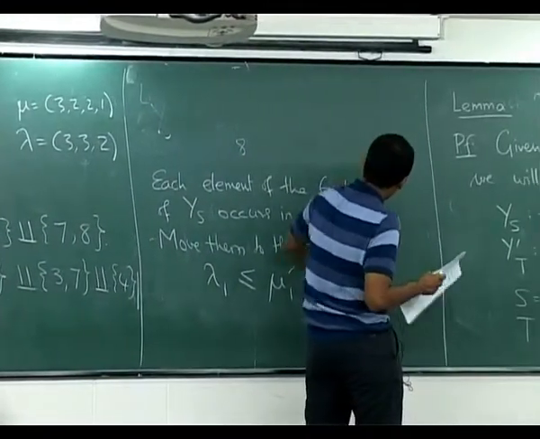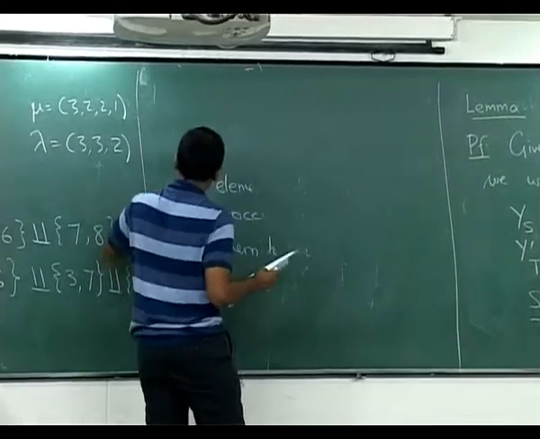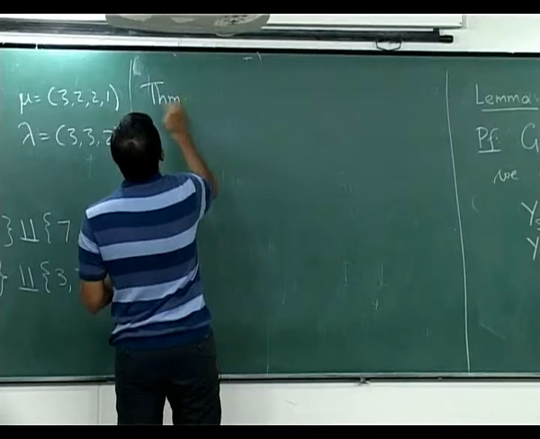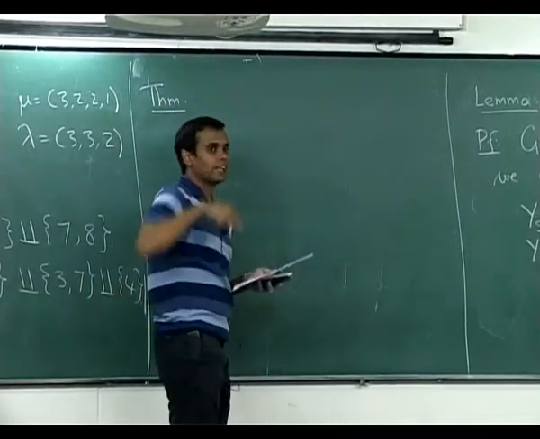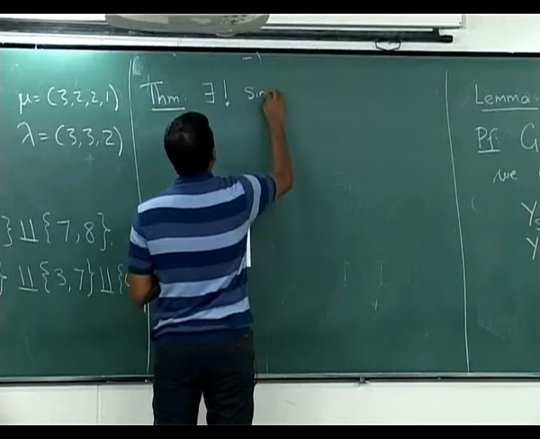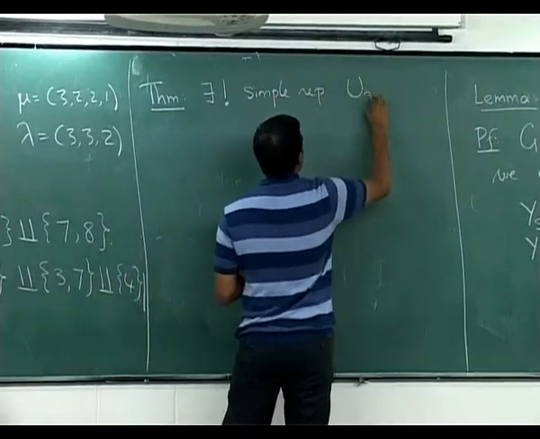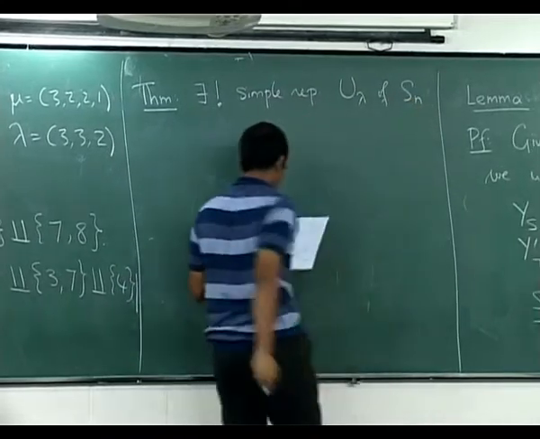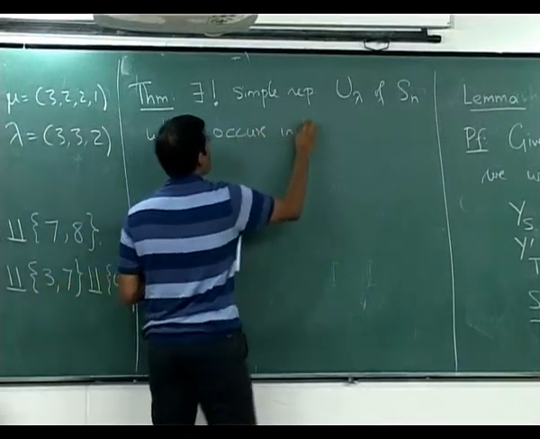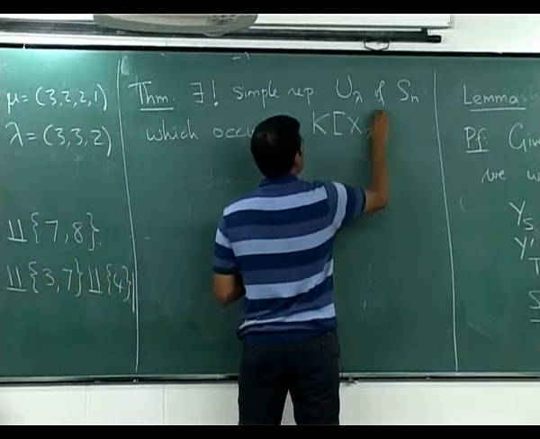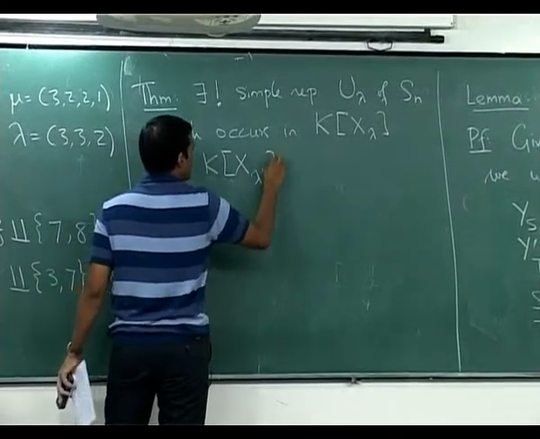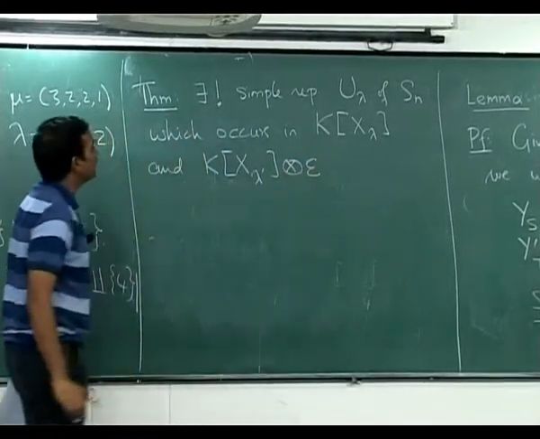So, this n lambda lambda prime equals 1 has an easy consequence. Assume that K is algebraically closed and its characteristic is greater than n, then there exists a unique simple representation U lambda of Sn, which occurs in both Kx lambda and Kx lambda prime tensor epsilon, and it appears in them with multiplicity 1.